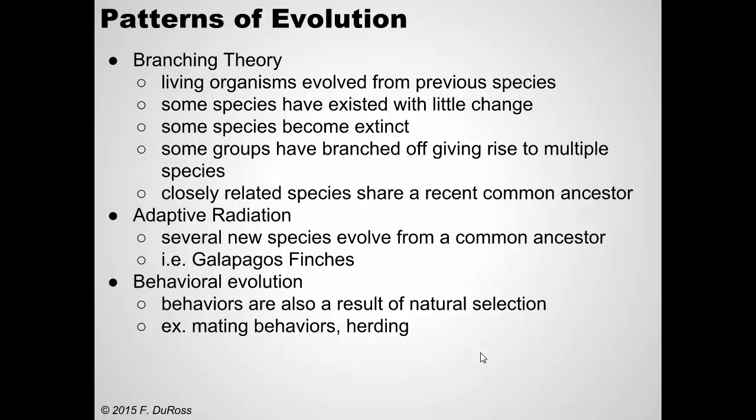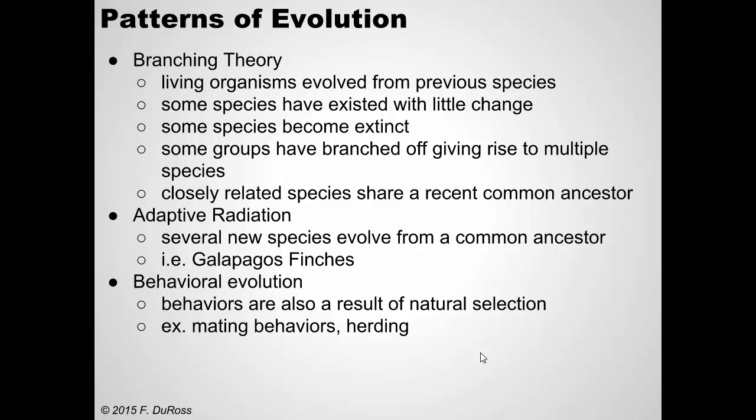When we think about how species have evolved on Earth, there's some patterns that scientists have identified and debated. And Darwin started with this idea of this branching theory of evolution, that the organisms we see today on Earth have evolved from previous species.